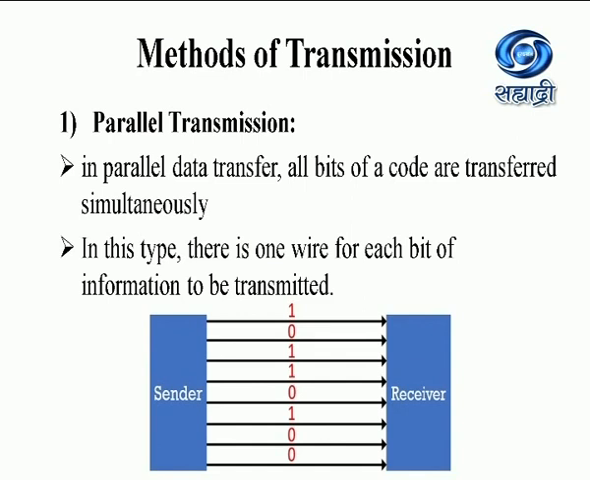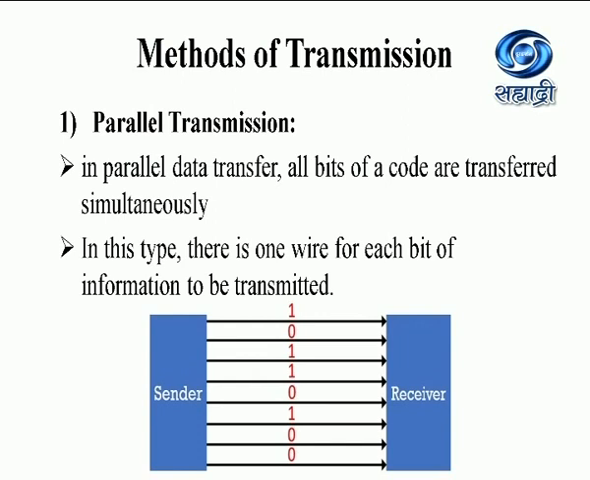So let's start with the methods of transmission. Here there are two methods of transmission in digital communication. The first method is parallel transmission. In parallel transmission, all bits of a code are transferred simultaneously. In this type, one wire is used for each bit of information to be transmitted. If you observe this picture, one bit is transferred by one wire.